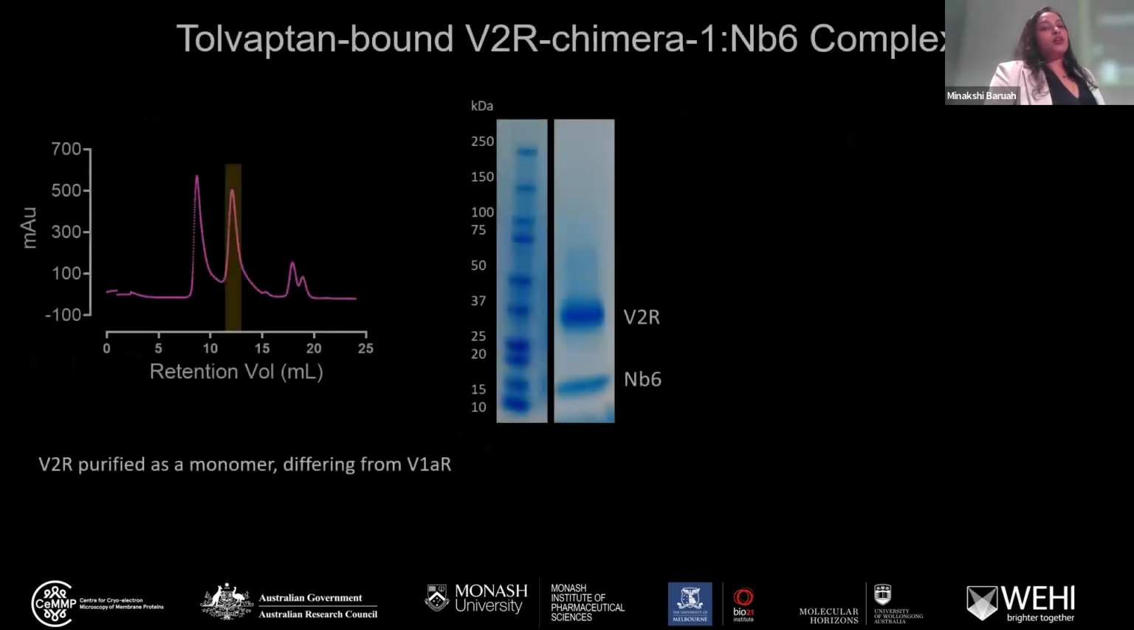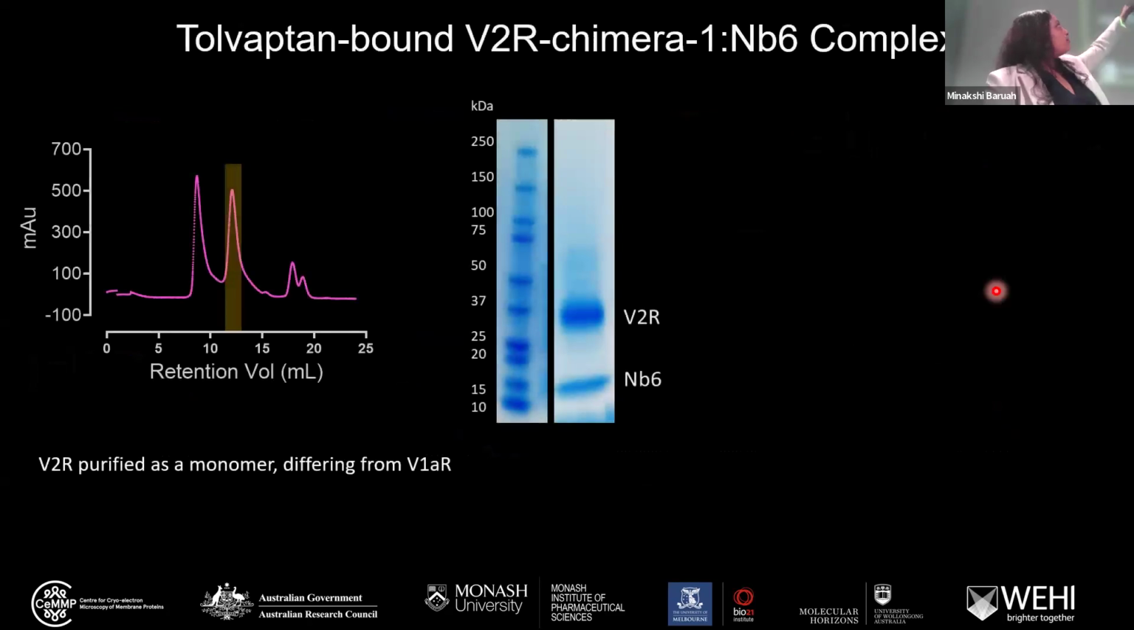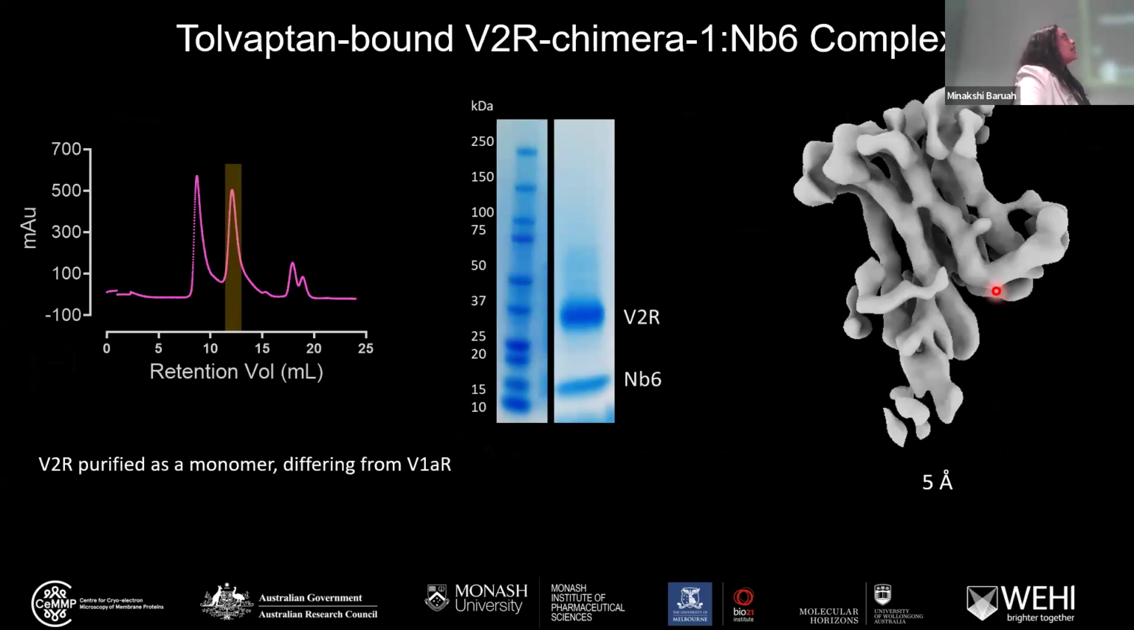Then Chimera 1 was expressed and purified in presence of the compound tolvaptan, and we have got a monomer fraction, unlike V1AR. However, we couldn't get a high resolution structure. Even though this construct showed robust nanobody 6 engagement in biochemistry, we have a beautiful complex, but in Cryo-EM, it suffered through lots of different issues. I'm not going to discuss those. Nevertheless, when we were trying to optimize this, another paper came out with the V2R structure with the same ligand. So we decided not to pursue this.